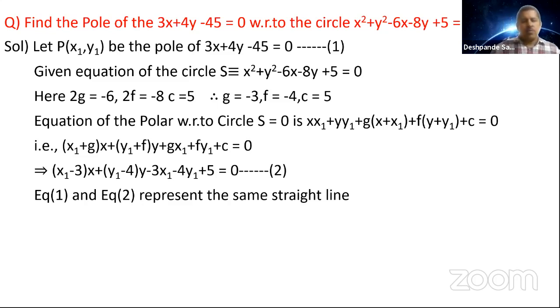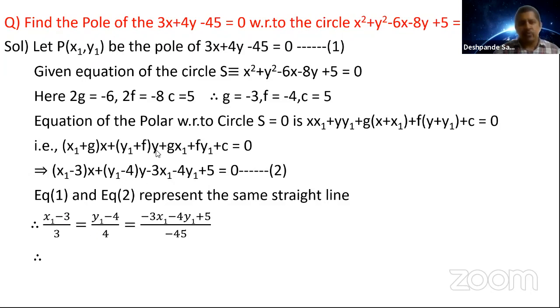So first of all, coefficient of x and coefficient of x should be taken as proportional. So (x1 minus 3) by 3 is equal to (y1 minus 4) by 4 is equal to the constant term by the constant term. So what is the next step you do? You can take it as equal to k, like what you have done earlier, and get the value of x1, y1 in terms of k and substitute here. Okay, so what you're going to get is simply left hand side is equal to right hand side.